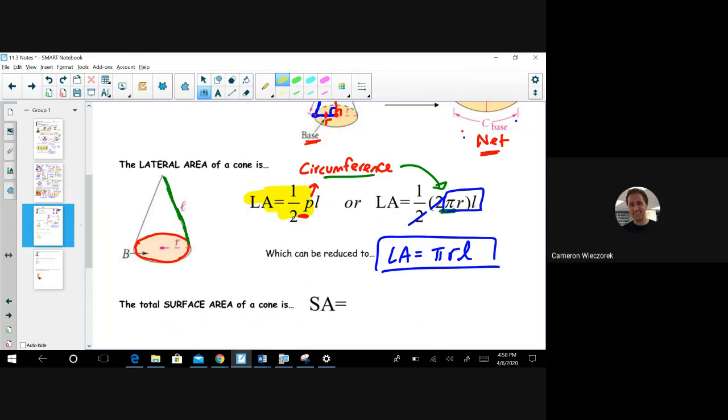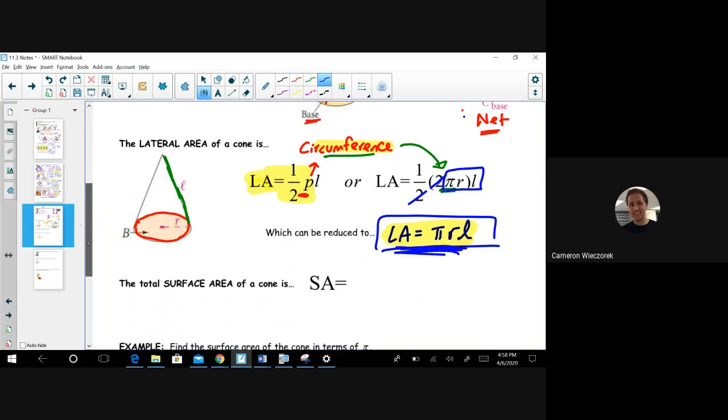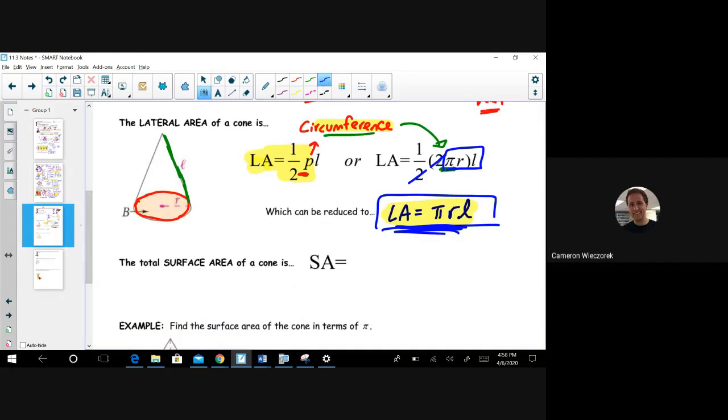This is one expression you can use for the lateral area of a cone, but this is really what it's going to simplify to due to the fact that the perimeter of the base is just the circumference. So this is the one I always like to use and go to. It's quickest, pi RL.